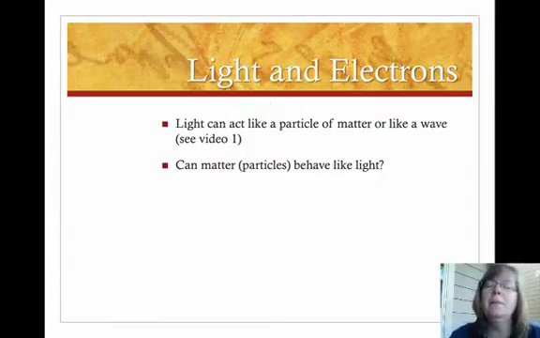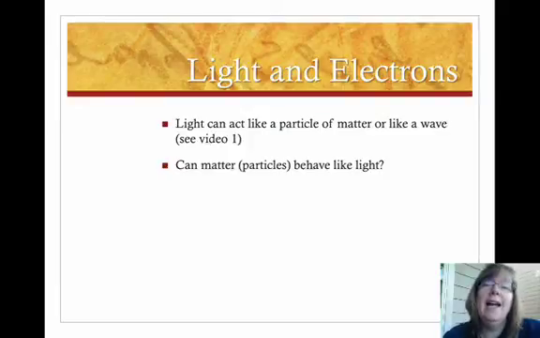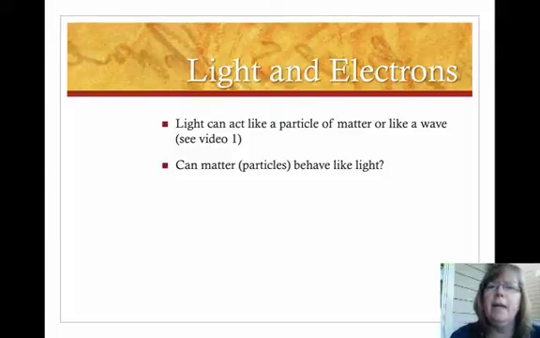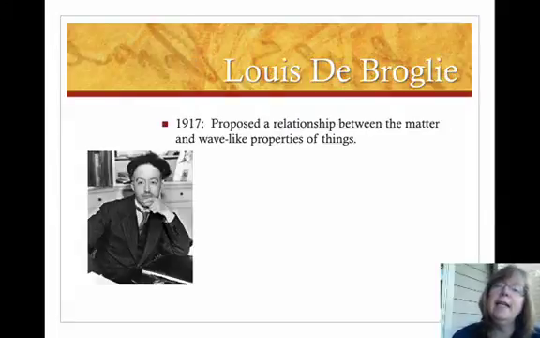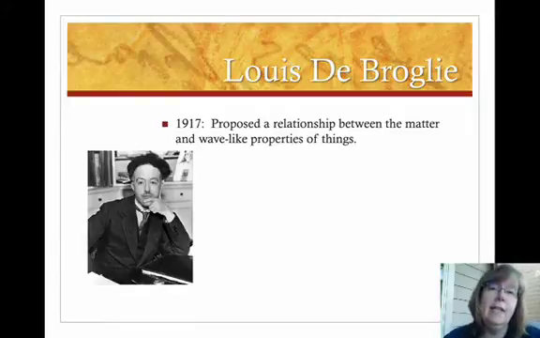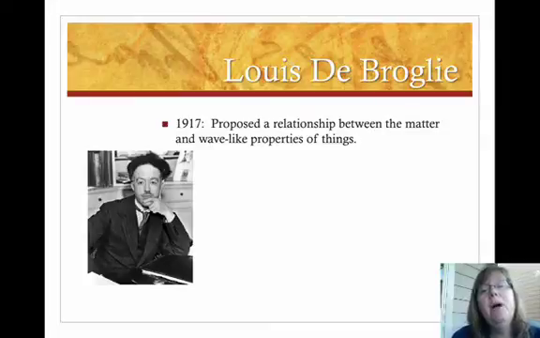Okay, so what we learned from the very first video in this unit is that light can act like a particle and it can act like a wave. So it has wave-like properties and matter-like properties. So the question then remains, can matter or can particles behave like light? Well, in 1917, a PhD student in France, DeBroglie, was asking this very question. And he proposed a relationship between the matter and wave-like properties of things.